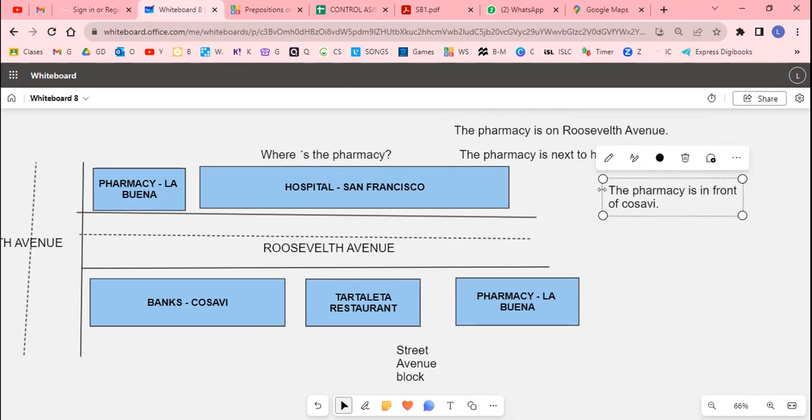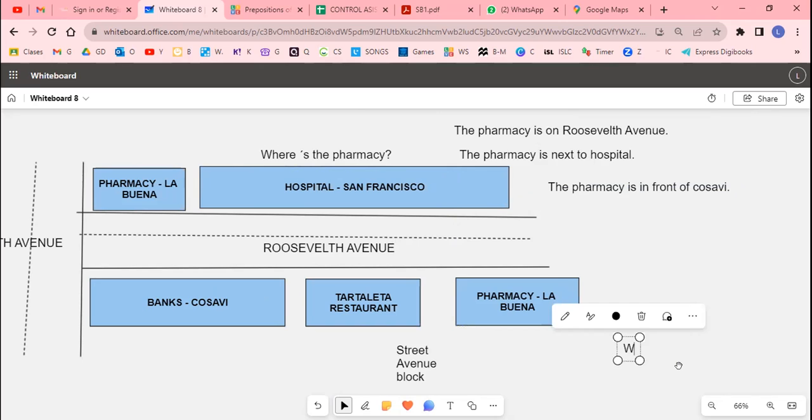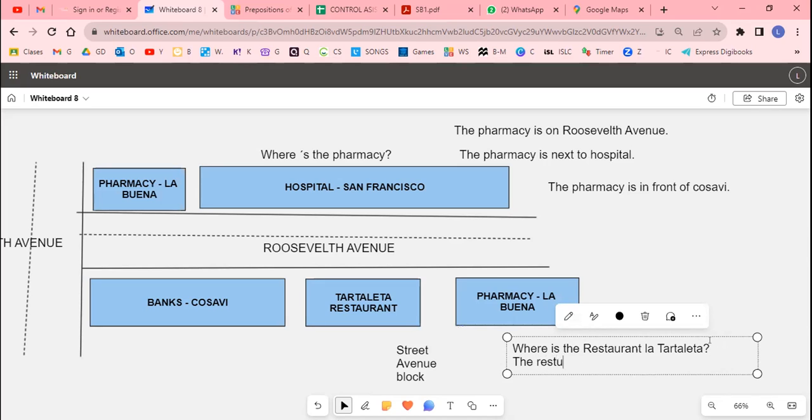Now, where our next one? Where's the restaurante La Tartaleta? Where is the restaurant La Tartaleta? Una manera de responder. Ajá, restaurant La Tartaleta is between Farmacia La Buena and Banco Cosabi. Excellent, mister. Is between Farmacia La Buena and Bank Cosabi. Ok, excellent.